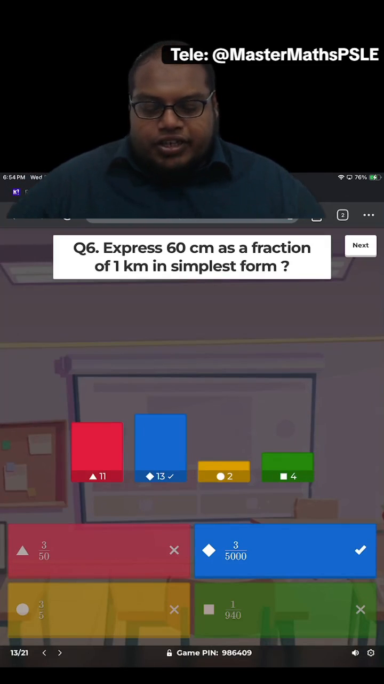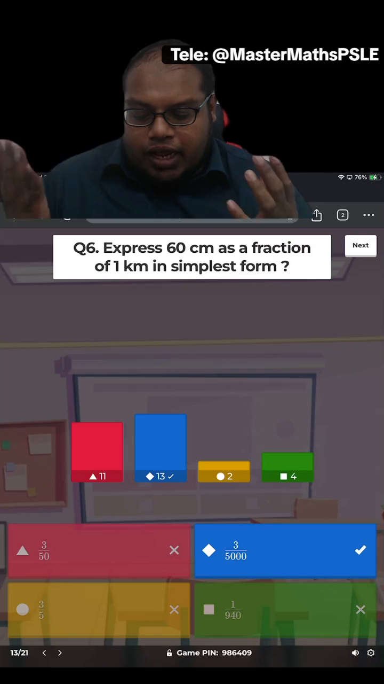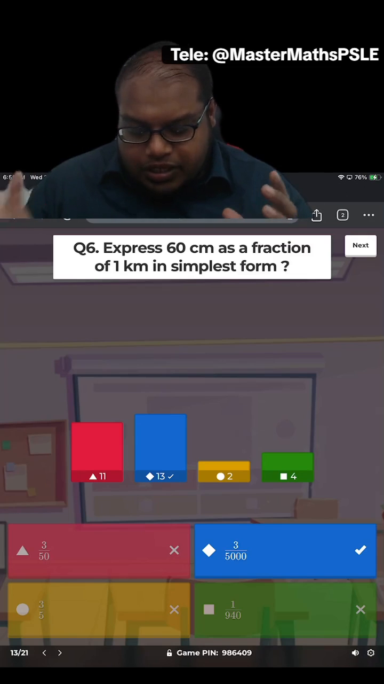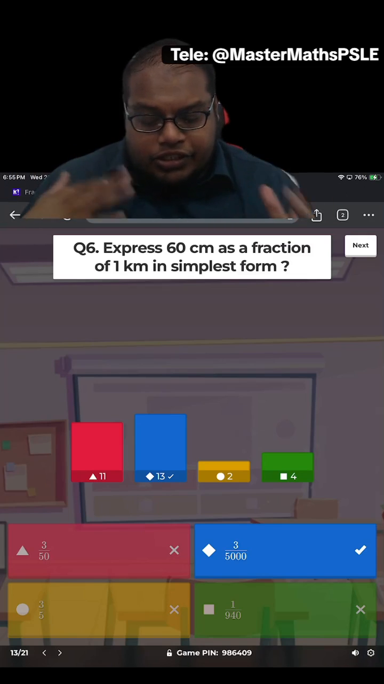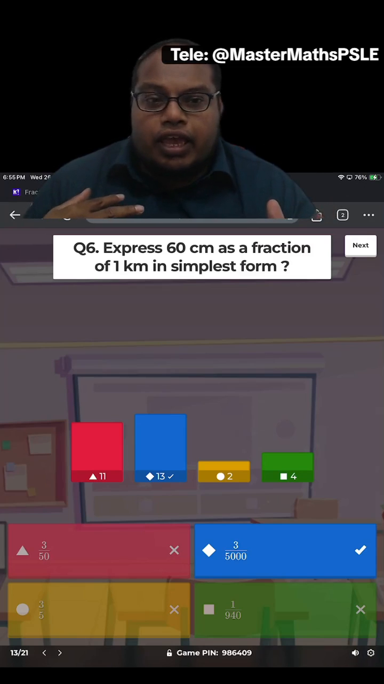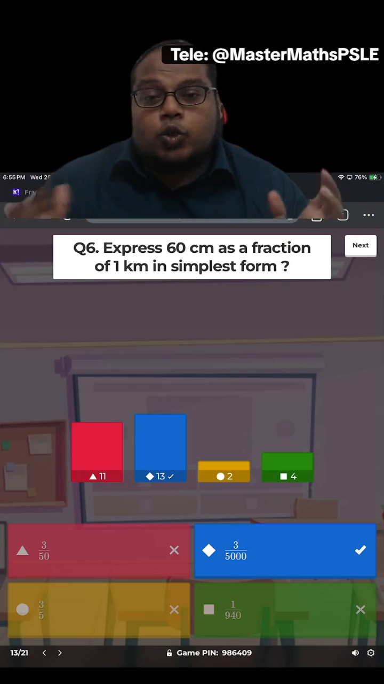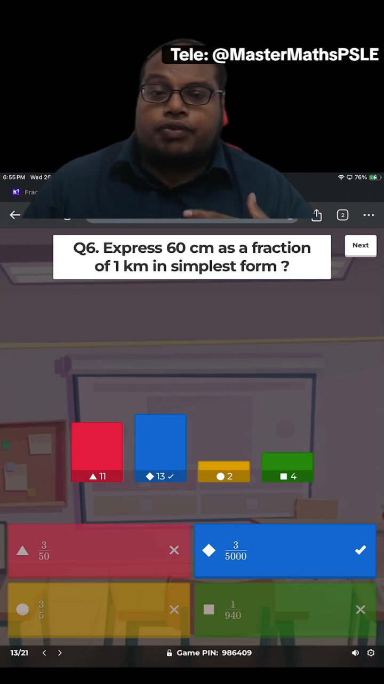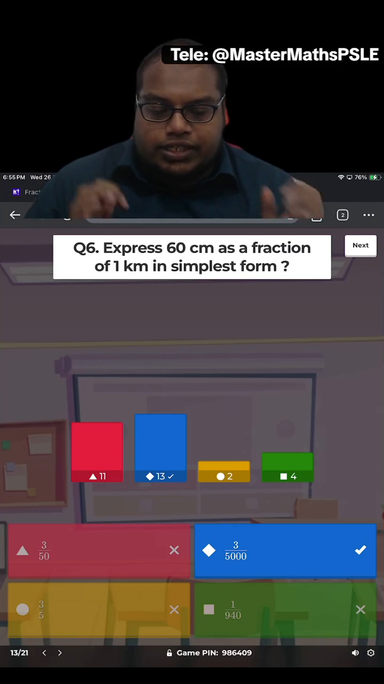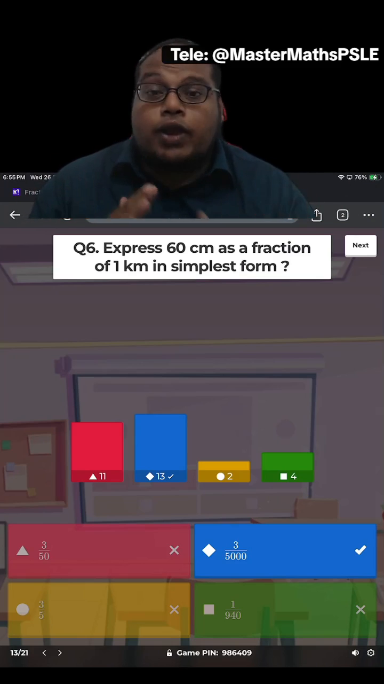Alright, very good. It's a close call between 3 over 50 and 3 over 5,000. I'm guessing because you put 60 over 1,000, right? So in simplest form, you will end up with 3 over 50. Now let's see why it is blue and not red.